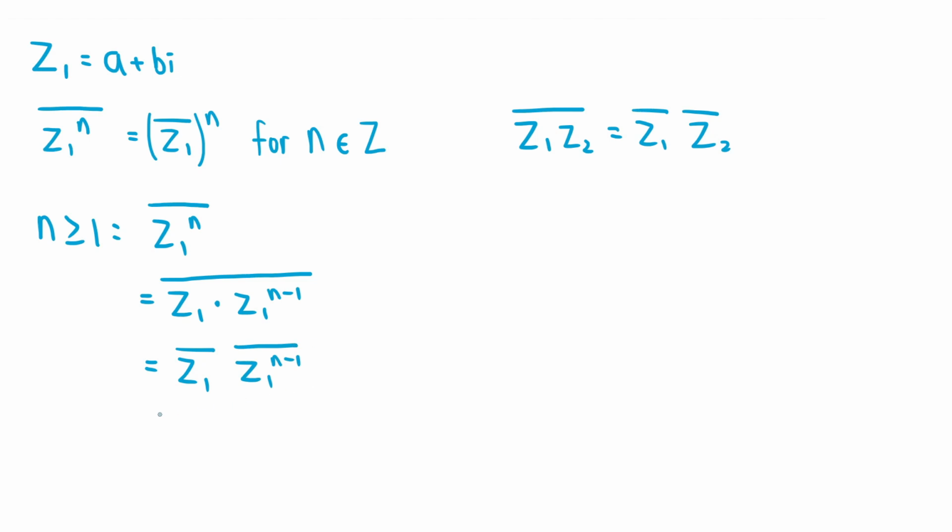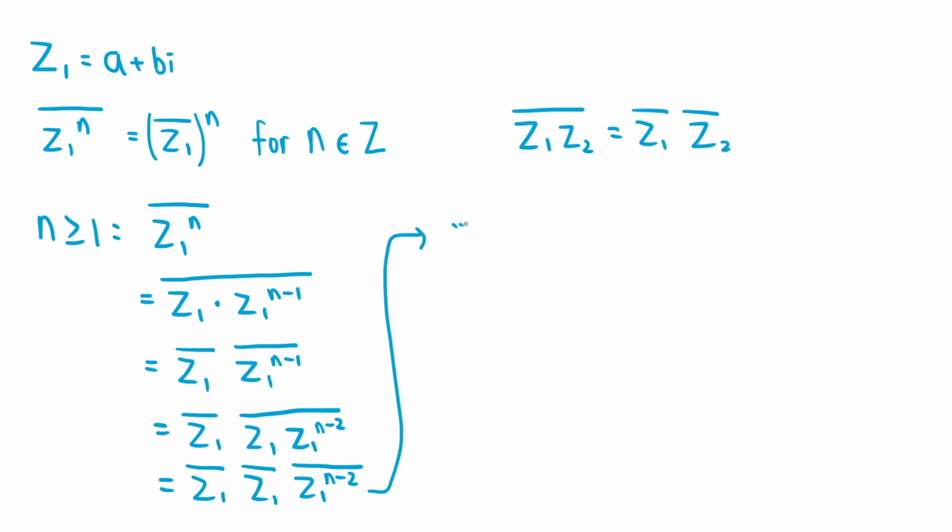So we can do a similar thing for the Z1 to the n minus 1 term and rewrite it as Z1 times Z1 to the n minus 2. We can use the multiplication property again and then split that into Z1 conjugate times Z1 to the power of n minus 2, all under the conjugate. Notice how each time we do this, the exponent in the term with the n in the exponent decreases by 1, and we end up with another Z1 conjugate term. So if we continue this pattern, we will eventually end up with n of these Z1 conjugate terms all multiplied by each other in a product.